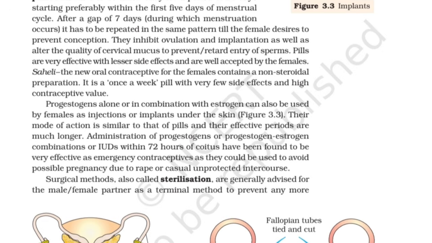Administration of progestogens or progestogen-estrogen combinations, or IUDs, within 72 hours of coitus have been found to be very effective as emergency contraceptives, as they could be used to avoid possible pregnancy due to rape or casual unprotected intercourse. Surgical methods, also called sterilization, are generally advised for the male/female partner as a terminal method to prevent any more pregnancies.